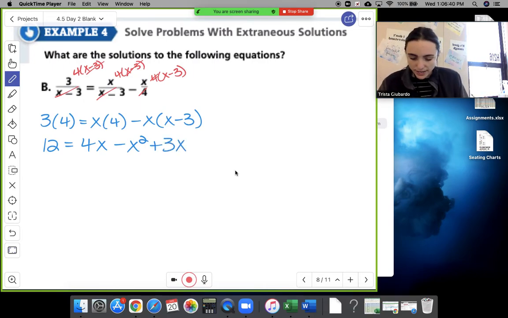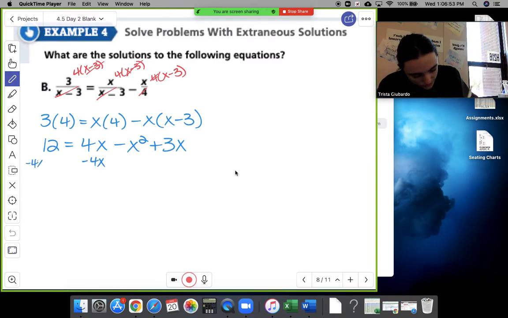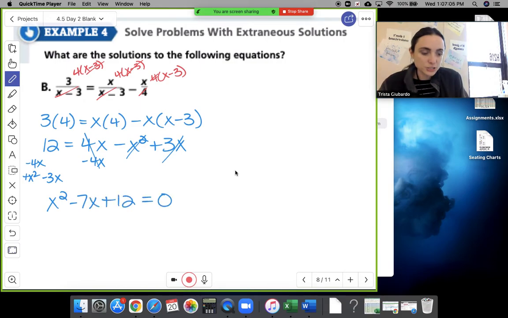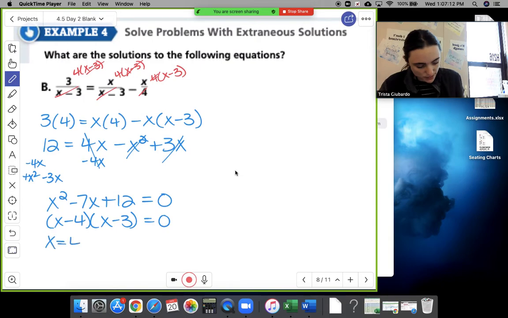Then again, we want to get this equal to 0. Even though there's fewer terms on the left side, I am going to bring everything over to the left. I like to keep my x squareds positive. It just makes it easier to factor. So I'm going to subtract the 4x to cancel that, add the x squared, cancel that, and then subtract the 3x, cancel that. That gave me x squared minus 7x plus 12 equals 0. Then we can factor to solve. That would be x minus 4, x minus 3. So our answers: x equals positive 4, x equals 3.